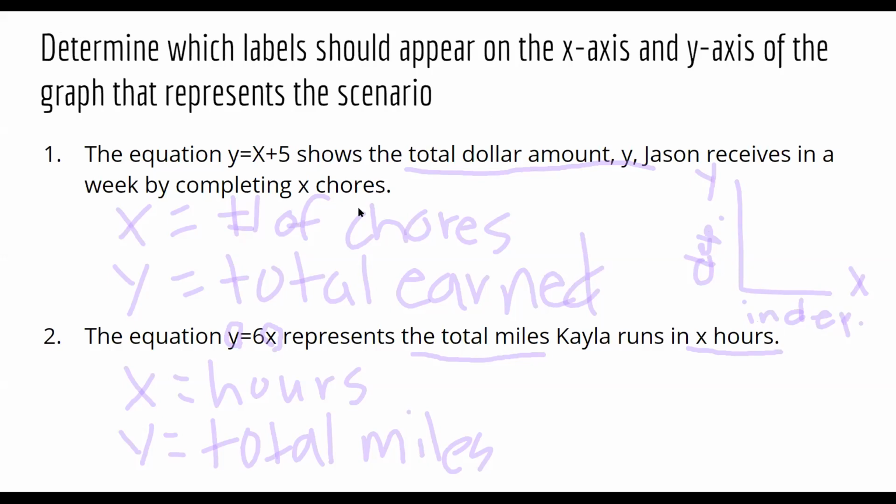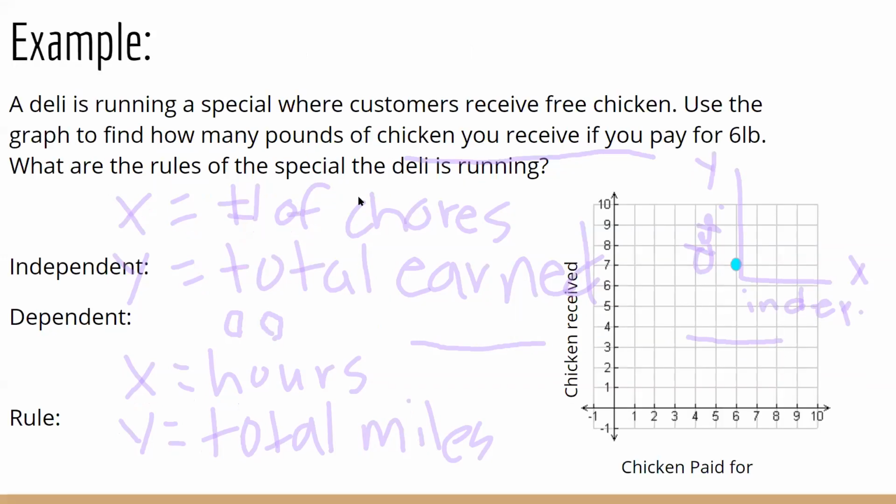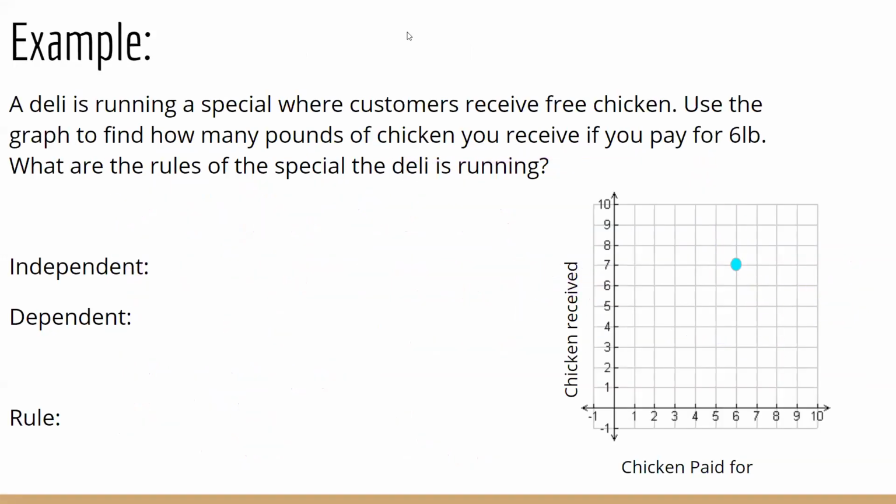So looking at one more example, and this one is in your hardback textbook. It's not in your workbook, but I just wanted to give you guys one more example of another way that you could see this. It says a deli is running a special where customers receive free chicken. Use the graph to find how many pounds of chicken you receive if you pay for 6 pounds. What are the rules of this special the deli is running?